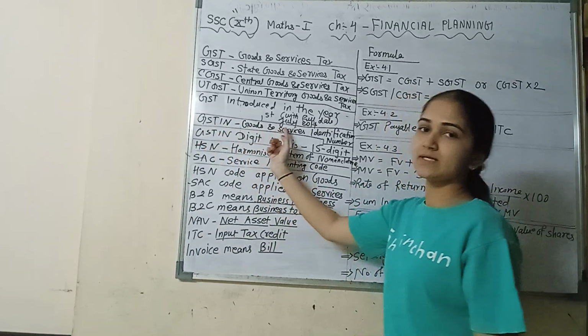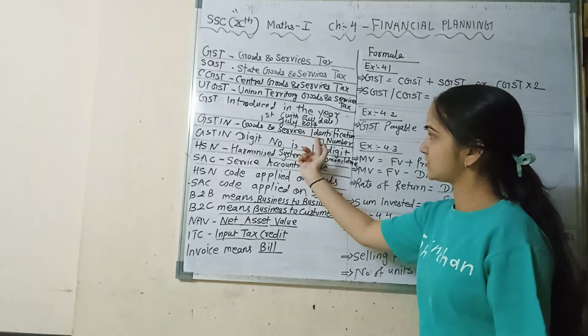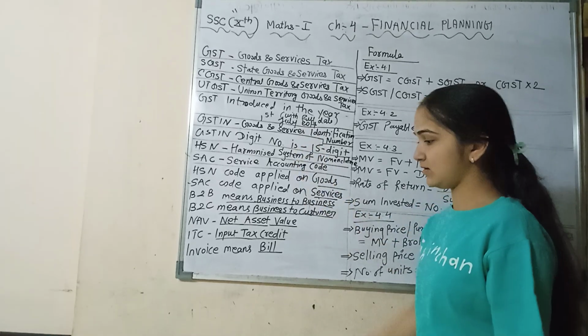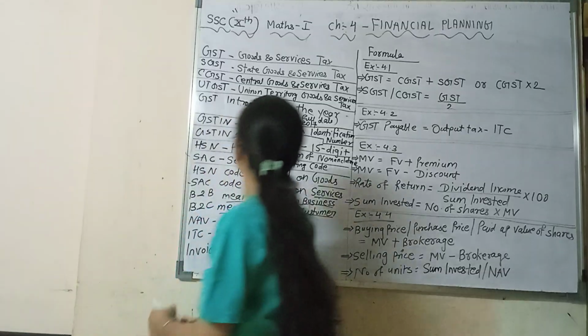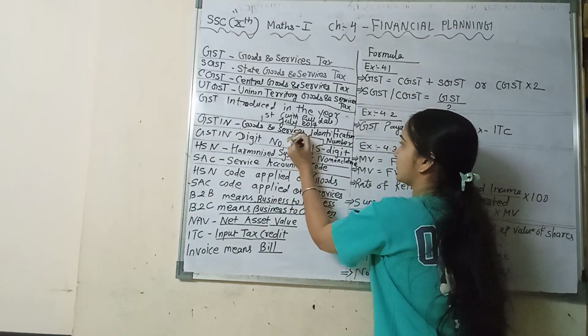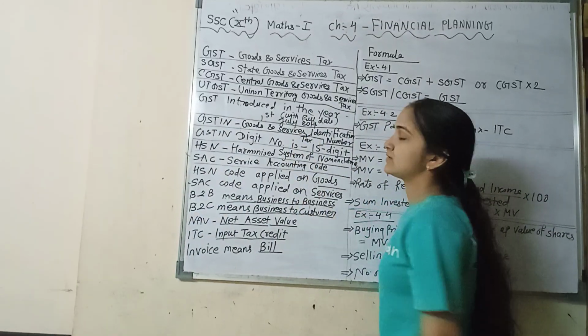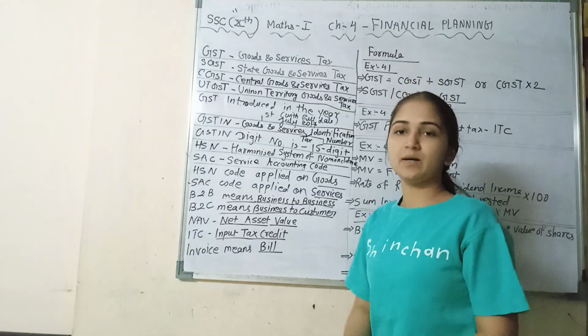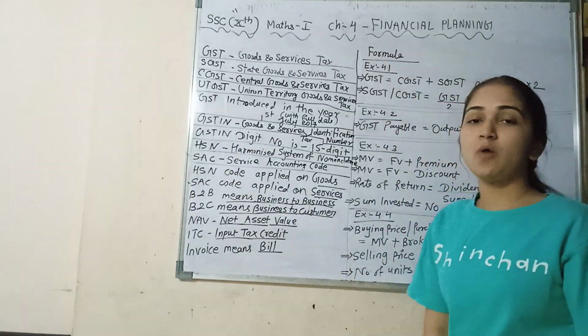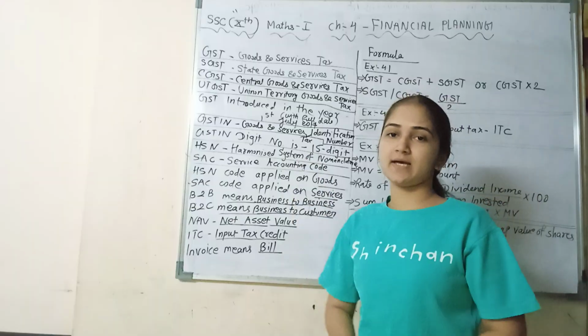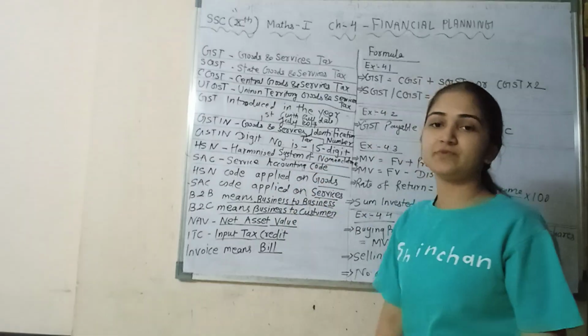Now we will see GSTIN in full form. GST is basically Goods and Service Tax. GSTIN is Goods and Service Tax Identification Number. How many digits are there in the GSTIN? There are a total of 15 digits.